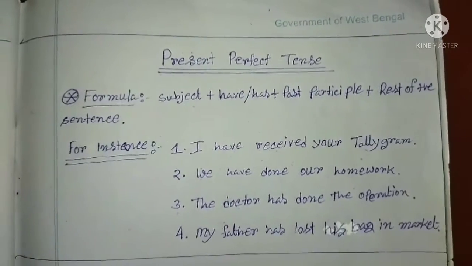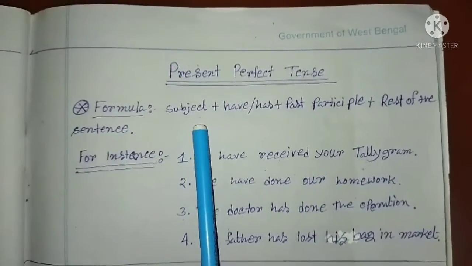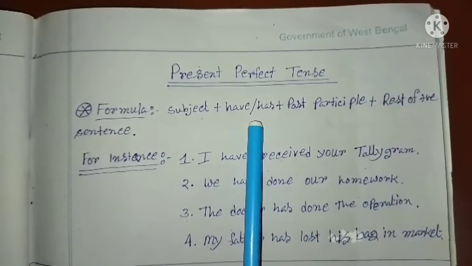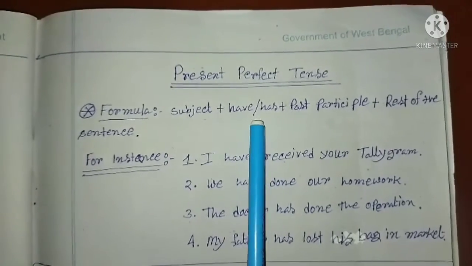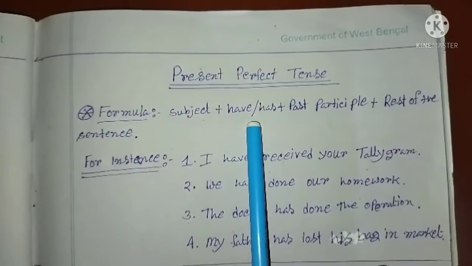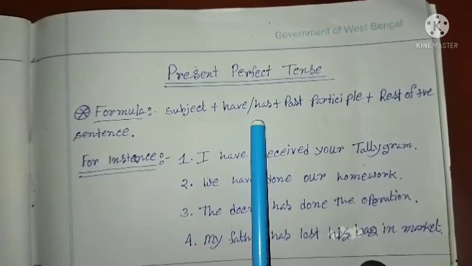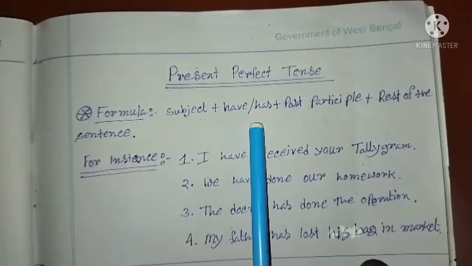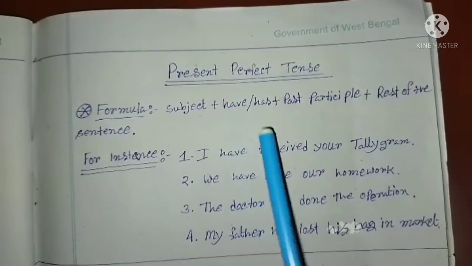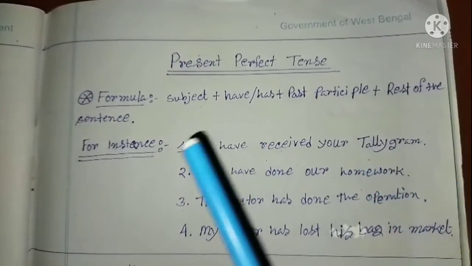Let's move your glance towards the formula. At first, subject, and according to the subject you have to use have or has. It's a very vital point, listen attentively. If the sentence talks about third person singular number, only then we should use has, and besides third person singular number, everywhere we have to use have. Got it? And after that we have to write the verb third form and the rest of the sentence.